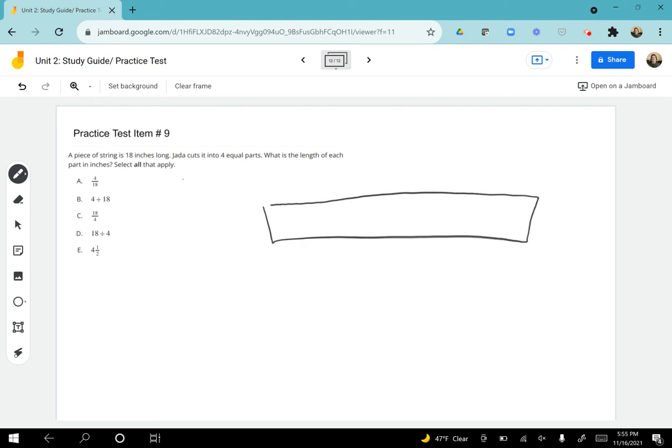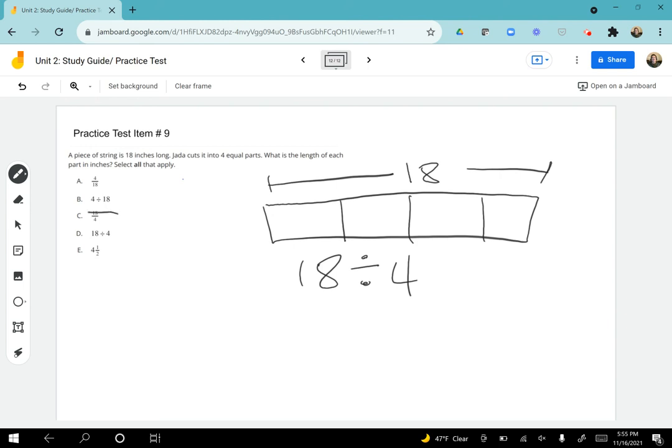We can think of this tape diagram here as representing the 18 inches of ribbon. She's going to cut it into 4 equal pieces. So what did we do? Well, we took 18, we divided it by 4. So right off the bat, C is definitely correct because 18 divided by 4 is 18/4.